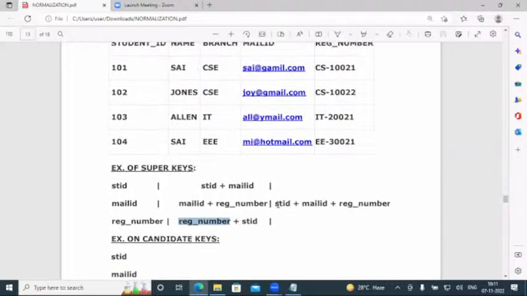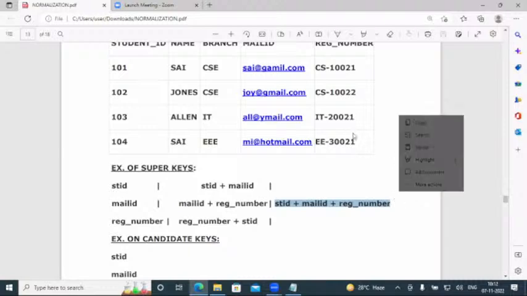Next, what is the next one? Student ID, mail ID plus registration number. 3 columns. Can I say super key? So what do you understand? A super key plus a super key is again a super key. Okay? Any 2 super key columns or more than 2 super key columns will become a super key. A super key plus a super key will become a super key only. Understand? So that is the super key definition.